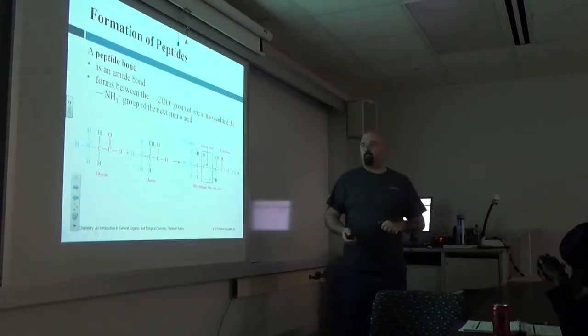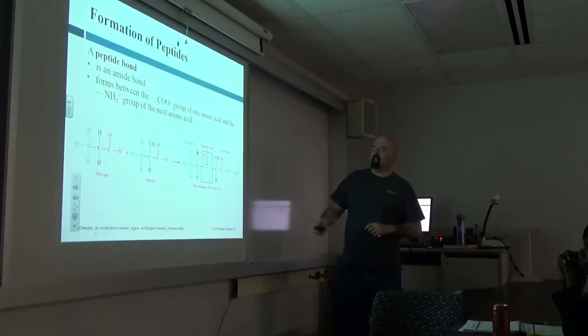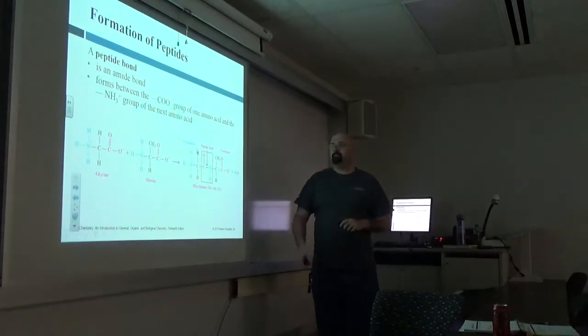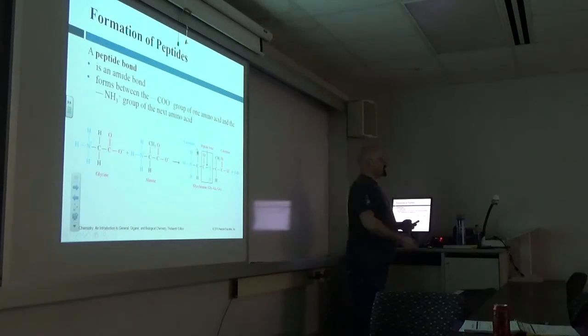So where's the water come from? They've color-coded it for you. 2 of those hydrogens are coming from the blue amine group, and 1 oxygen is coming from the pink carboxylic acid group. And so we form this amide, the peptide bond, and water.